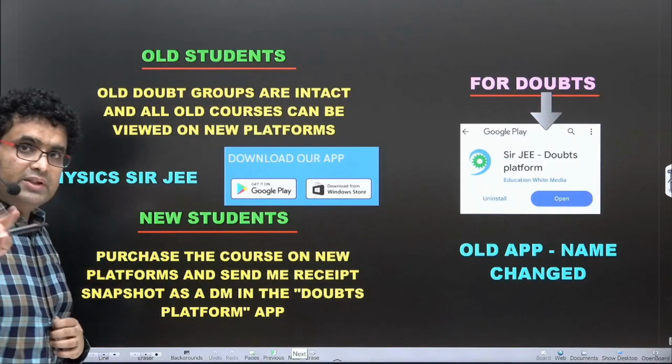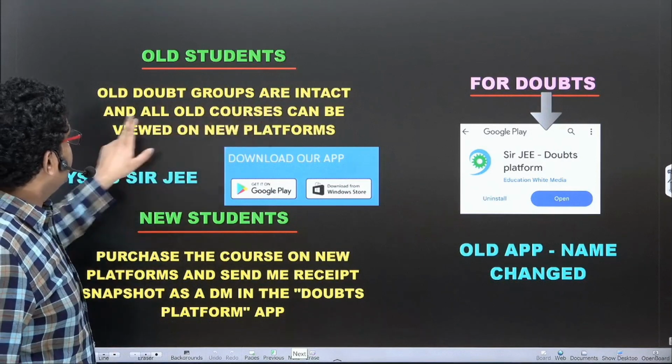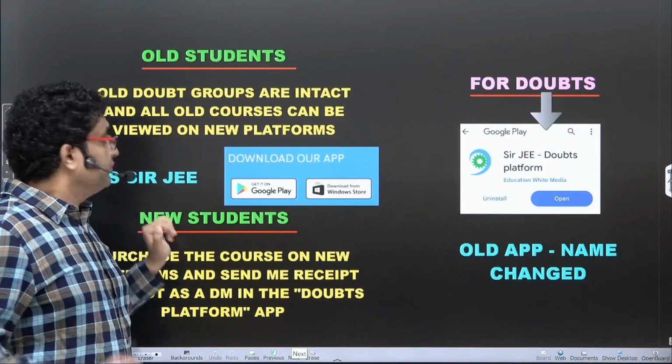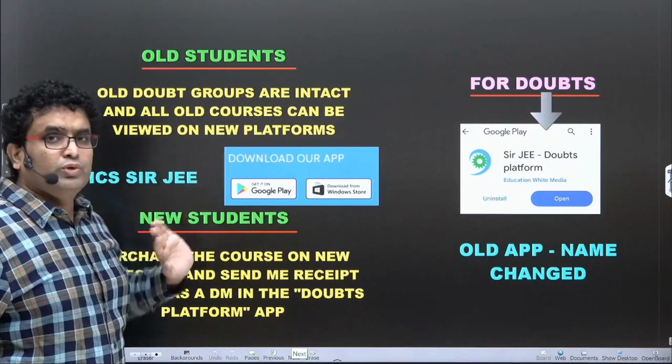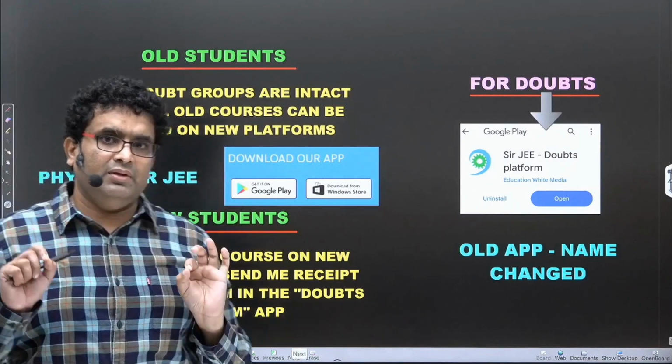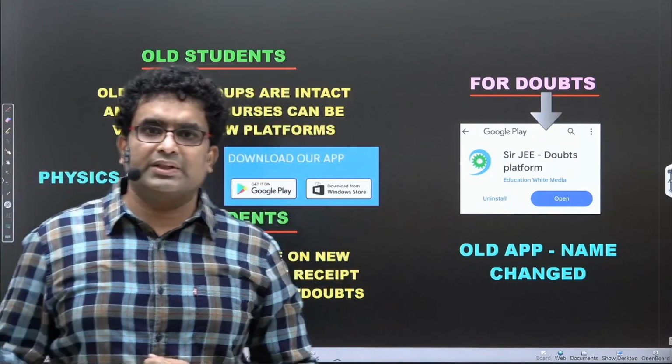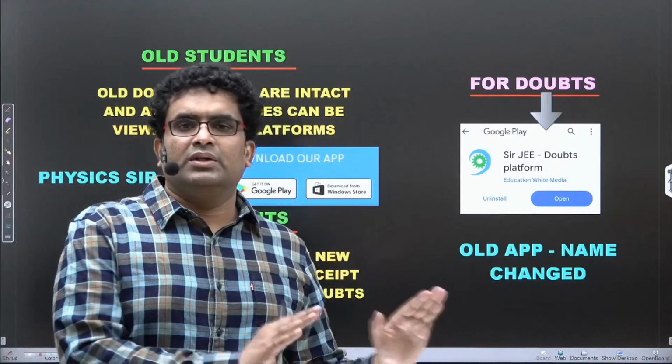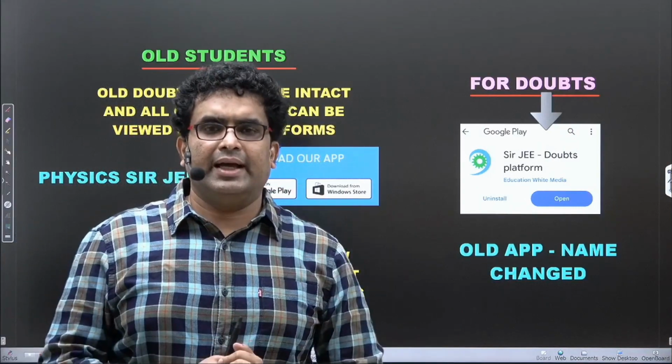For old students, I already told you, old doubts groups are intact, will not change anything. And old courses can be viewed on the new platform. Once you use the same phone number that you have been using for your old purchases, you'll get all that new content on the new platform. You need not buy anything again.